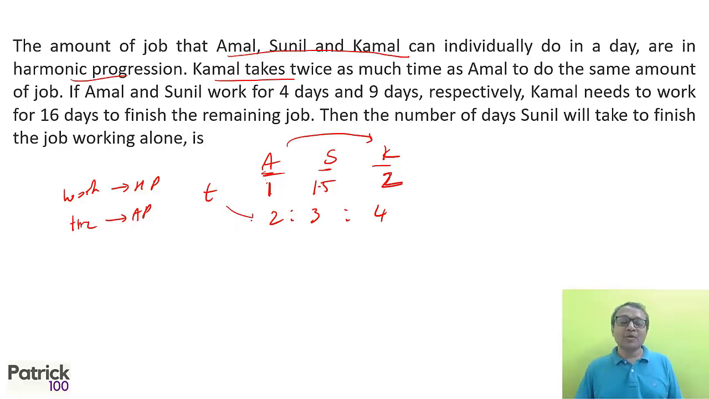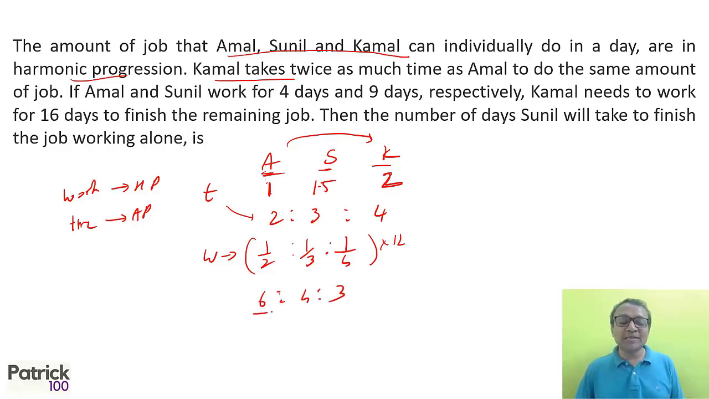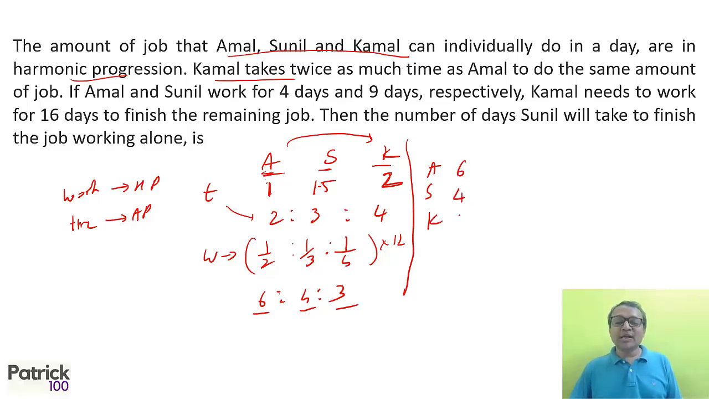This is time taken, so work done will be the inverse of this: 1 upon 2 is to 1 by 3 is to 1 by 4. Multiply by the LCM, which is 12. You'll get a ratio of 6:4:3. So you can assume the units of work done are 6 units, 4 units and 3 units by Amal, Sunil and Kamal respectively. Normally you use a table: A does 6 units, S does 4 units and K does 3 units. You need not draw a table, you can do it without that also.